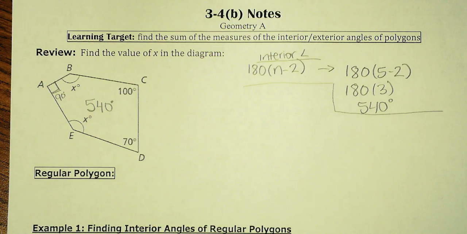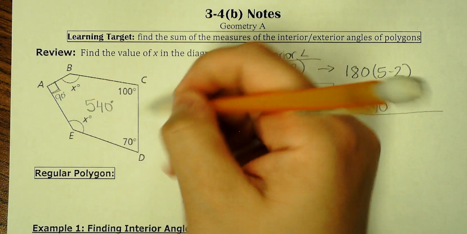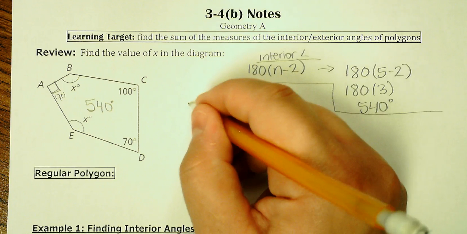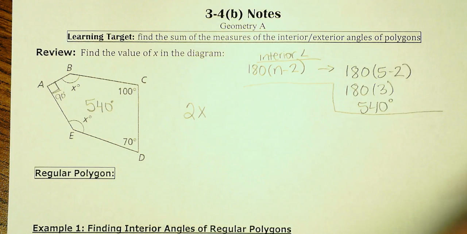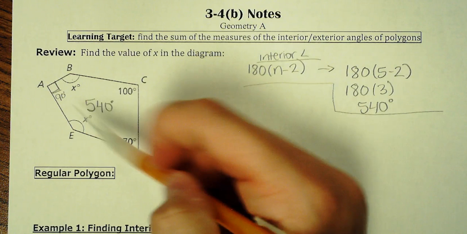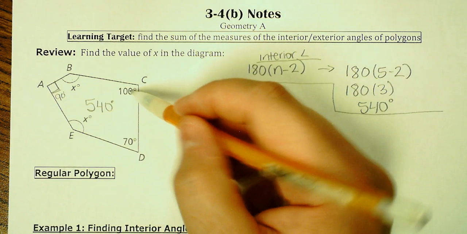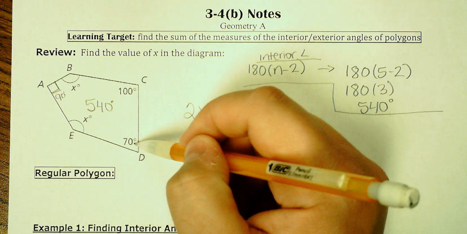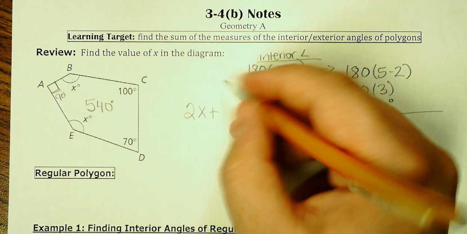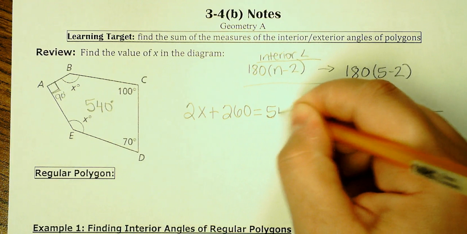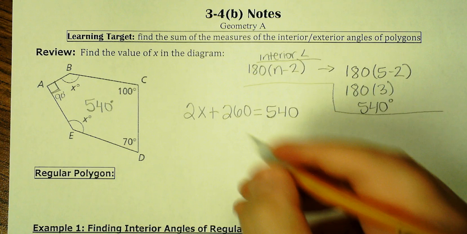Okay, so here's all I'm going to do. We're just going to set up an equation to solve for x. These two angles are marked as congruent, so I actually have two angles with a measure of x. And then just go through here and add these other angles. So I've got 100 plus 70 would be 170, plus 90 is going to be 260. Okay, going to set that equal to 540 since we're working with the pentagon.